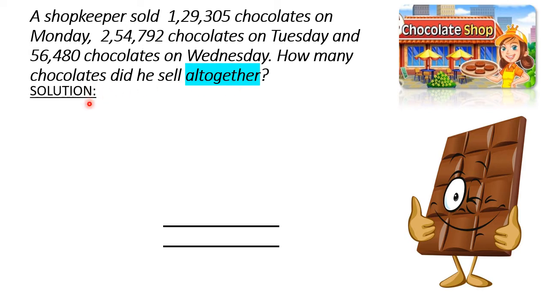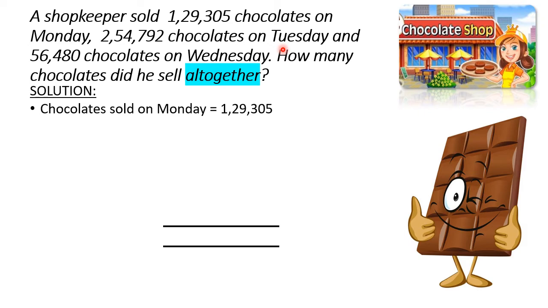In solution, first we will convert the given information in the form of statements. For converting in the statements, we will ask some questions, and the answer of these questions will help you to write down the statements correctly. Now ask that what is this number, and the answer is this number is the number of chocolates sold on Monday. So we will write our first statement as chocolates sold on Monday is equals to 1,29,305.